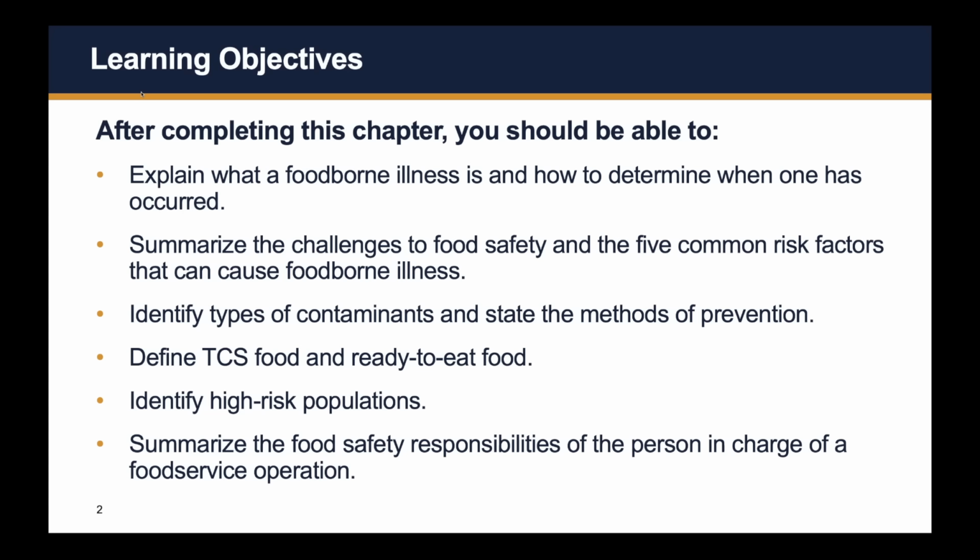I will tell you the 3 main high-risk populations. There are 3 of them. Summarize the food safety responsibilities of the person in charge of a food service operation. So I'll give you the abbreviation now. It's called PIC, P-I-C, if you're taking notes. You're going to hear a lot of abbreviations. I highly recommend you write them down. They're all very, very important, and they will all appear on your final exam.